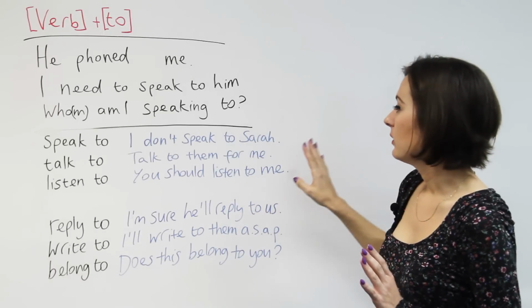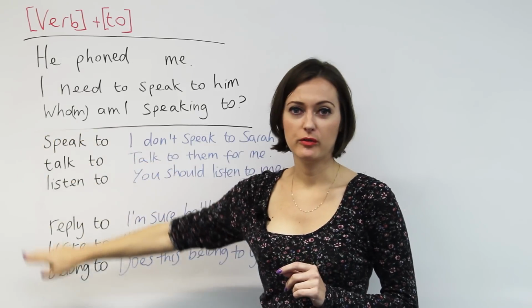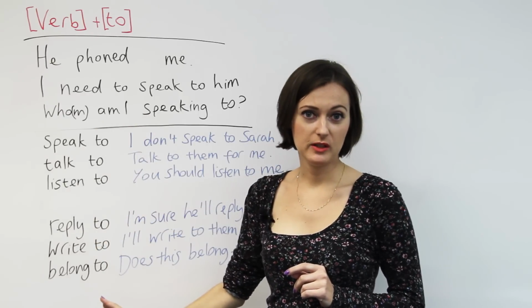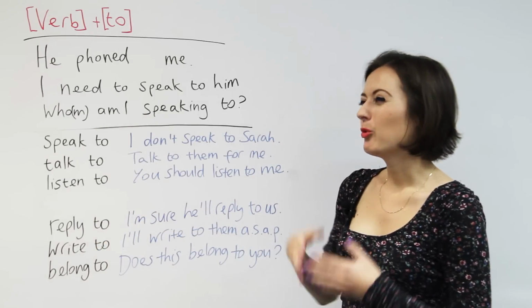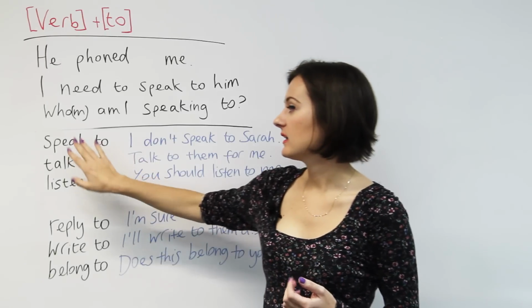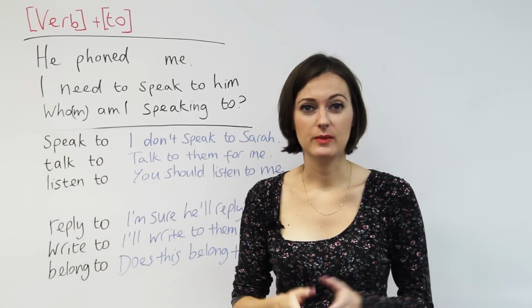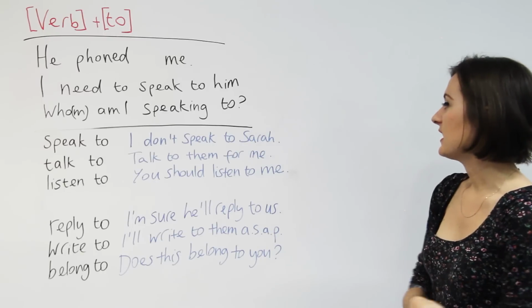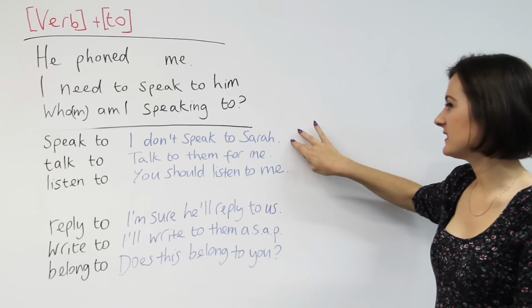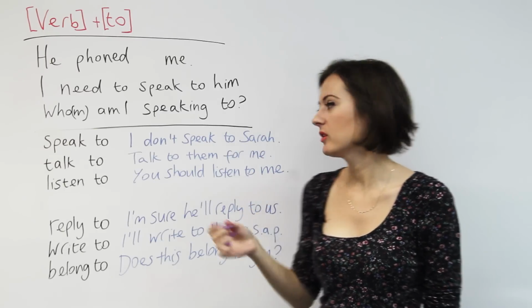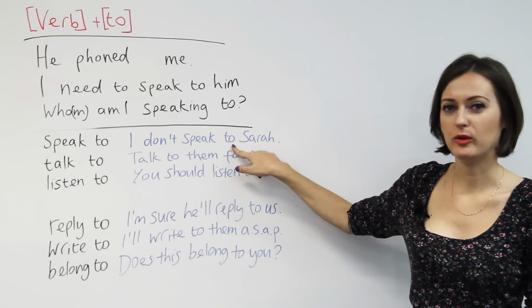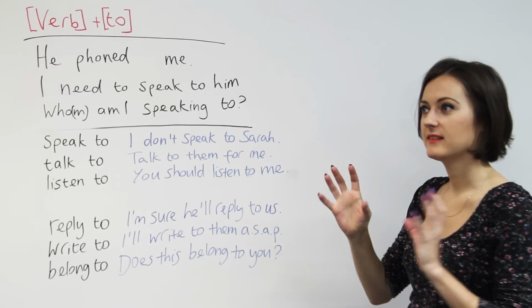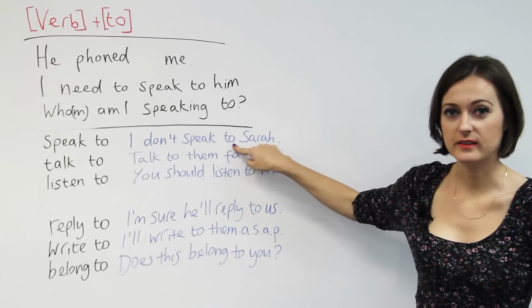So now let's look at examples of verb plus to. These are all verbs that you should be using with to after them. And what I usually observe is people using these verbs but without the to, and it doesn't sound right then. So let's look at some example sentences. Speak to. I don't speak to Sarah. And notice how the to doesn't sound like to anymore. I don't speak to Sarah. It just becomes a schwa. We don't say it like the individual word itself.